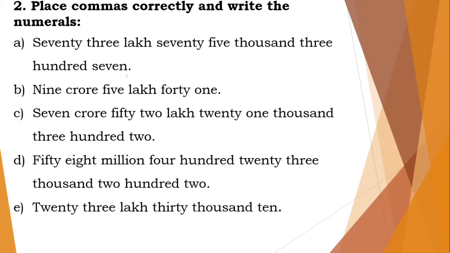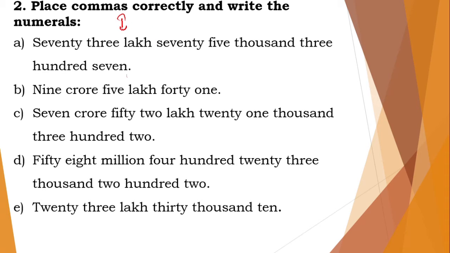Now first we should see the number name. So the first question is 73,75,307. Now you can observe here we have lakh. Then if we have lakh, we should put the commas and write the numeral according to Indian system, right? Because lakh comes in Indian system. So how to put the commas according to Indian system?